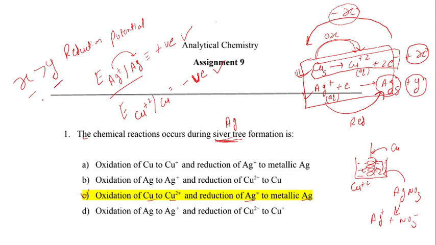That's why copper will convert into Cu plus 2 ion, and it will give x energy, which is sufficient to make Ag plus convert to Ag. That's why this reaction will happen. So this is all about this reaction.